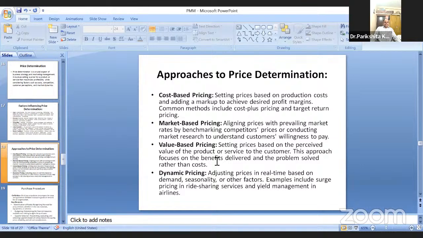Examples include surge pricing in ride sharing services, and yield management in airlines. Airlines yield management, it is high pricing. Yes or no?